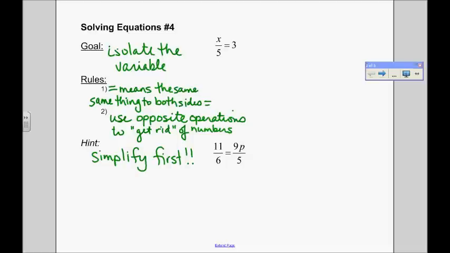I love fractions. But often it's easiest for us to get rid of fractions so we can work with an equation. So take a look at x over 5 equals 3. This one. I want to isolate the x. I want to get rid of this 5. Now, what operation is happening between the x and the 5? Division. That line means division. The opposite of division is multiplication. So the first thing I do is multiply both sides by 5.